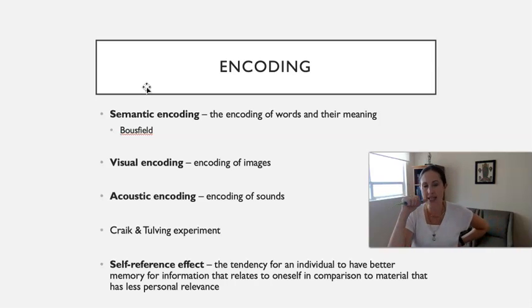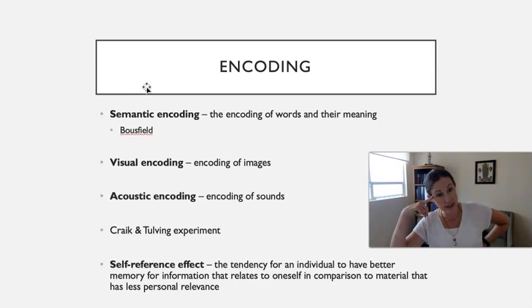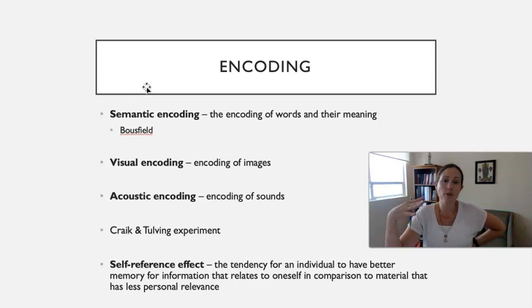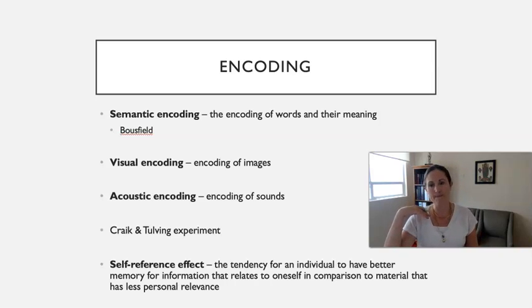And connected with this is the self-reference effect. It's a tendency for a person to have a better memory for information that relates to themselves in comparison to material that has less personal relevance. If it's something that is important to you, it relates to you, it's easier to remember it. On the first day of class, if everyone has to go around and say their name, and someone has the same name as one of your siblings, you'll remember their name more easily because it means something to you. They have the same name as someone in your family. So it's easier to remember stuff that matches something that's personal to us or is somehow relevant to us.